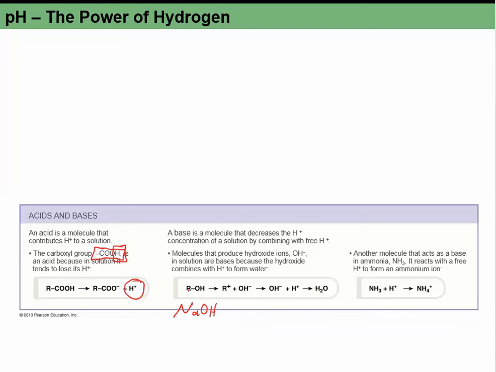This R group just means whatever, some kind of functional group. And so sodium hydroxide, when it reacts, is going to release sodium plus hydroxide. So that's going to be a base. Then that can come back together. If there's a hydrogen sitting out there, it might come back together and form water.